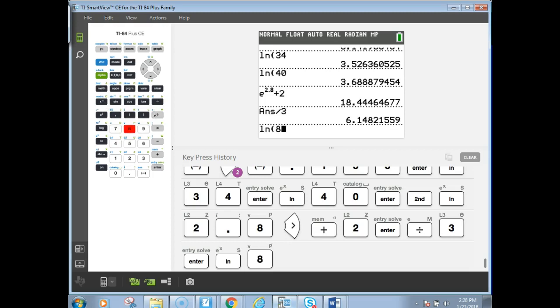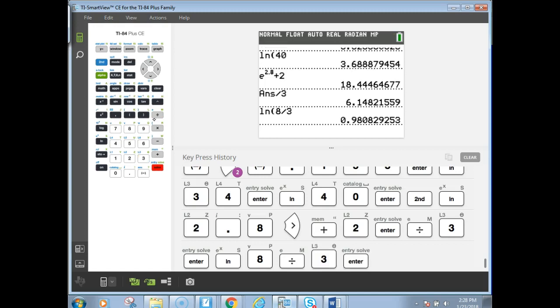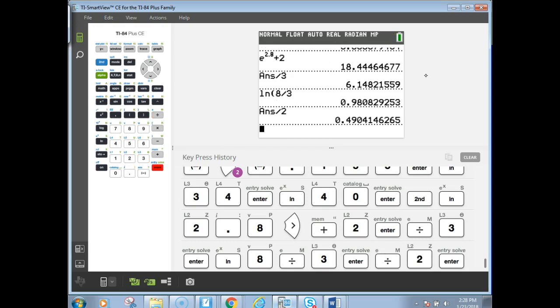Natural log of 8 divided by 3. I like to hit enter now. And then I'm dividing that by, was it 2? Okay, and I get 0.4904.